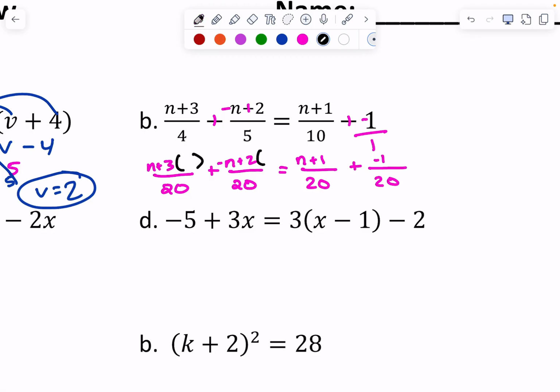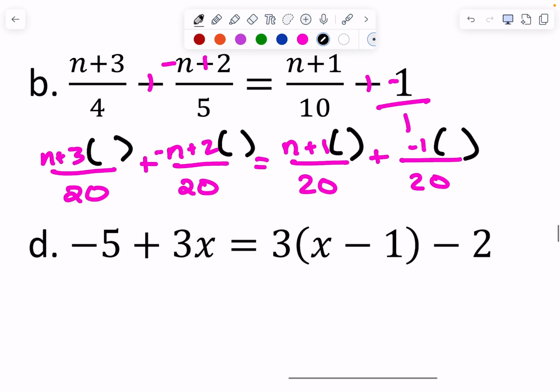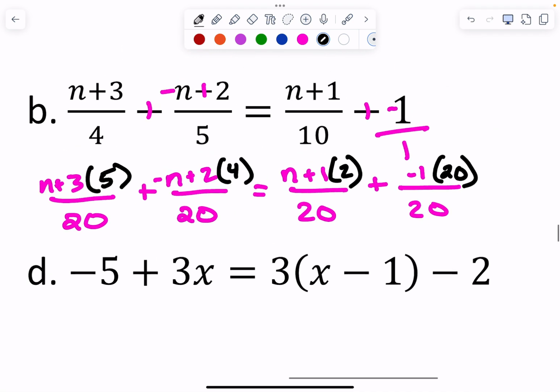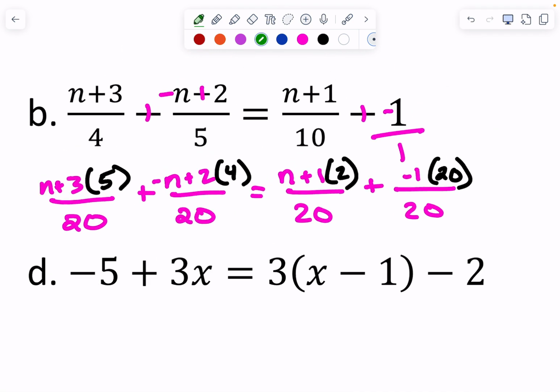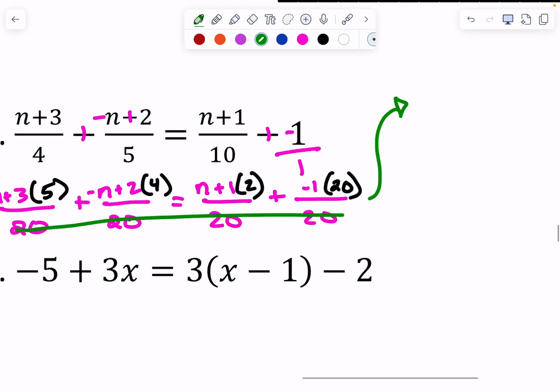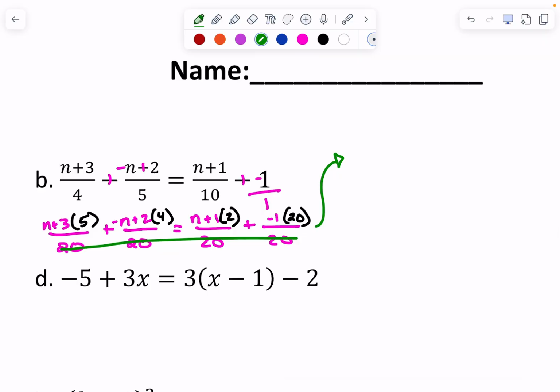I've got to multiply by what they need. So this is kind of a big one. What are you going to multiply the first one by? 5. What do you multiply the second by? 4. Third one? 2. The last one? 20. Right? Are we doing okay so far? Okay, all the 20s on the bottoms cancel.